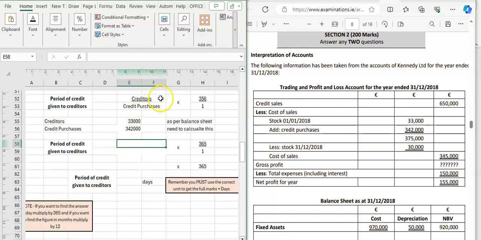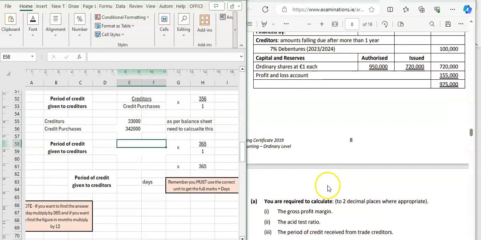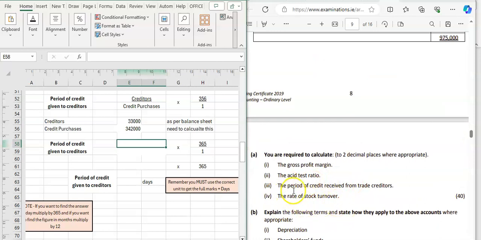So our formula is creditors divided by credit purchases multiplied by 365 over 1, because we're looking for it in days. So it tells you in the question the period of credit received from trade creditors. So you can use that by months or days. I usually use days, 365. So that's what I'm going to use to calculate this figure here.